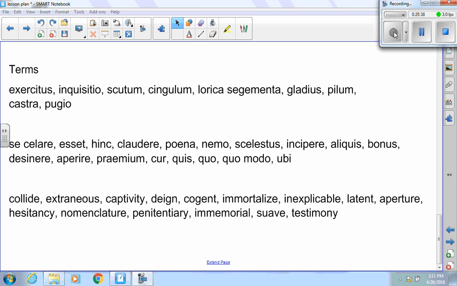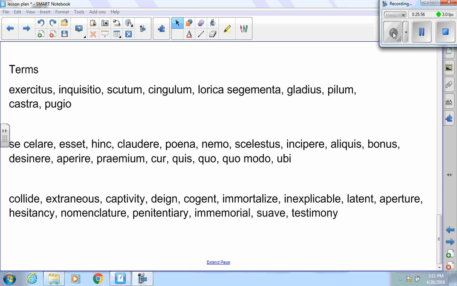Premium is a price. Cur is why. Quis is who. Quo is where. Quomodo is how. And ubi is where. Make sure you're aware of the last ones, cur, quis, quo, quomodo, and ubi, because those are how indirect questions are going to be introduced within a sentence.